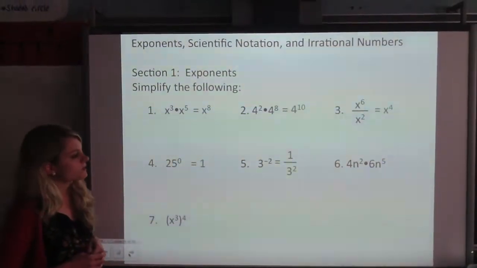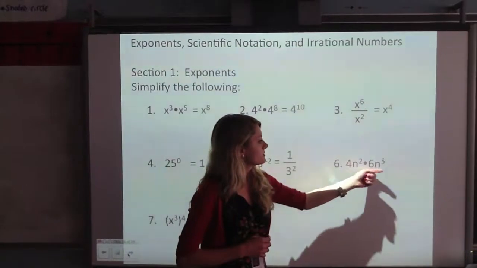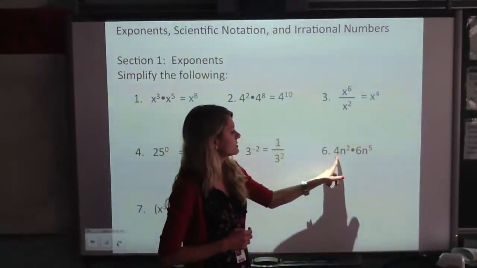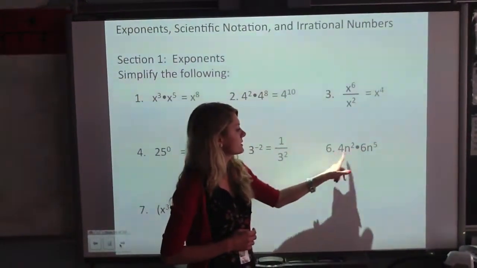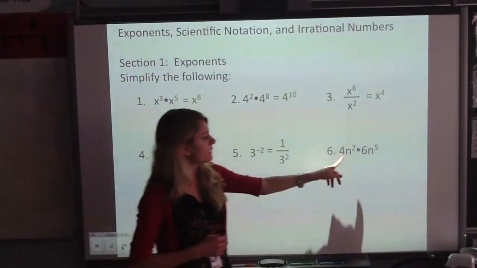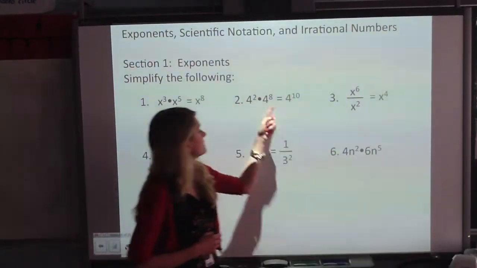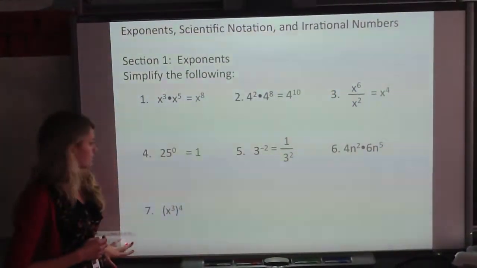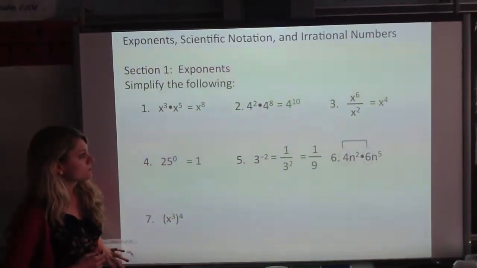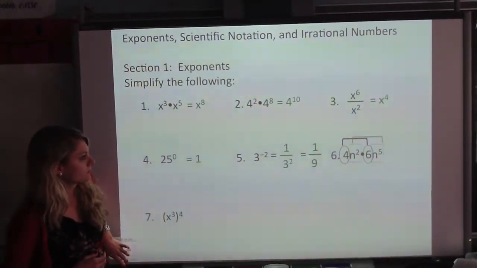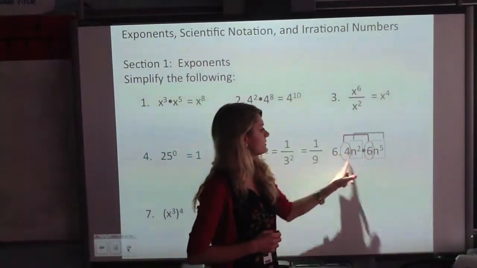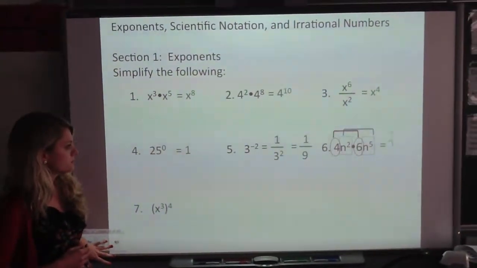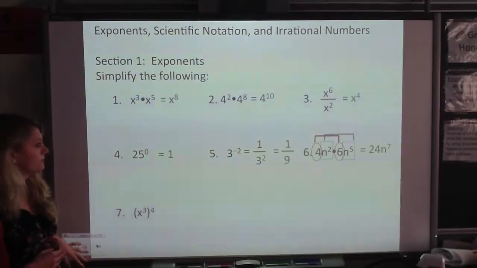For number 6, we have 4n squared times 6n to the power of 5. When we're multiplying numbers like this, we want to first multiply the numbers in front of our variable. So 4 times 6, which is going to give us 24. Then again, we want to add these exponents like we did in these two examples. So we would have 2 plus 5, which is going to give us 7. If it helps you to circle these to remember that you're combining these terms, and then n squared times n to the power of 5. So our answer is going to be 24n to the power of 7.